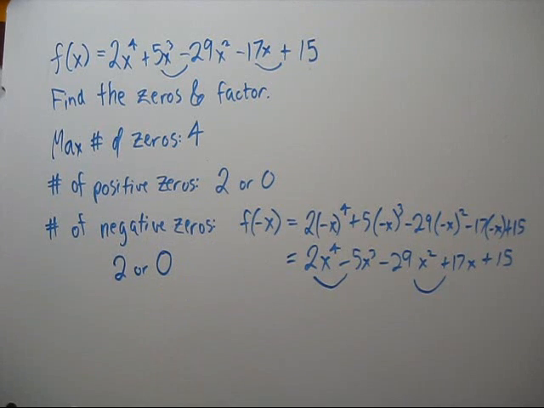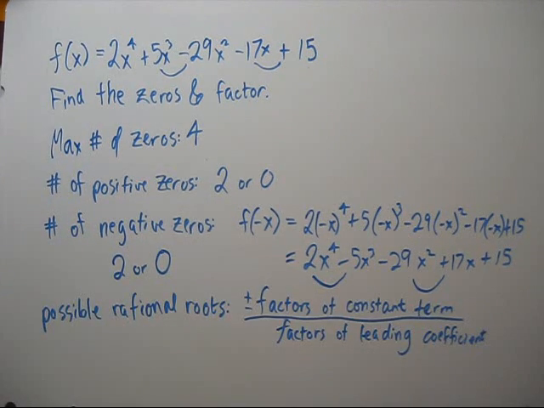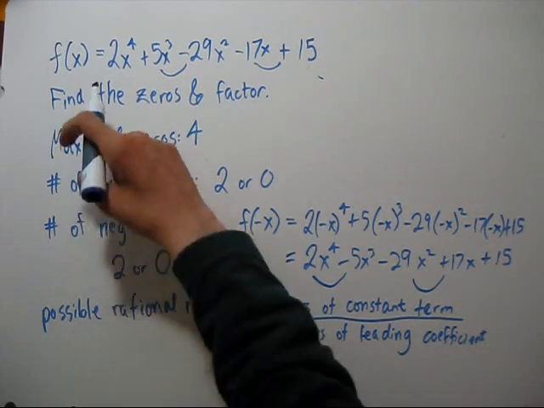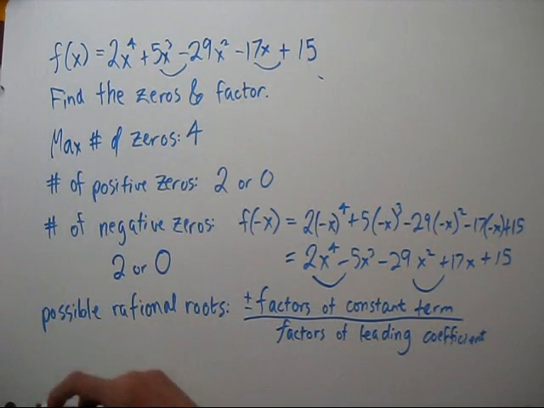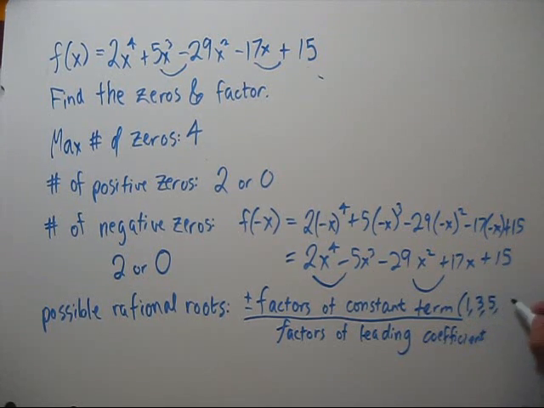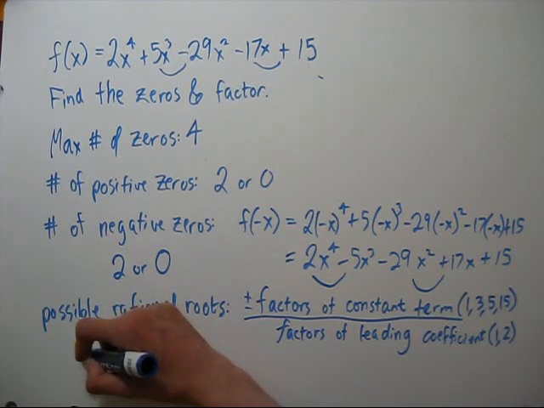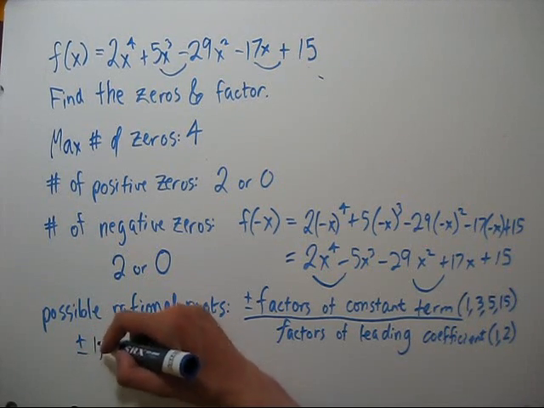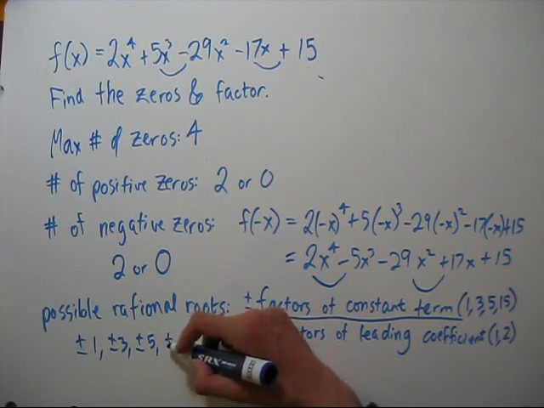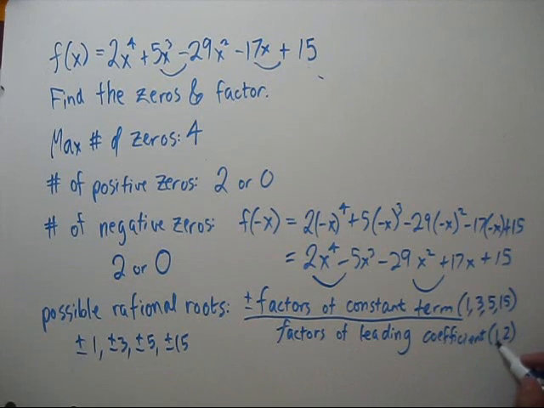Now let's look at the possible rational roots. To do that, we take factors of our constant term, which is 15, over factors of our leading coefficient, which is 2, and we take plus or minus those. Factors of our constant term are 1, 3, 5, and 15. And the factors of the leading coefficient are 1 and 2. So we're going to have plus or minus 1, plus or minus 3, plus or minus 5, plus or minus 15. Those all have our denominator 1.